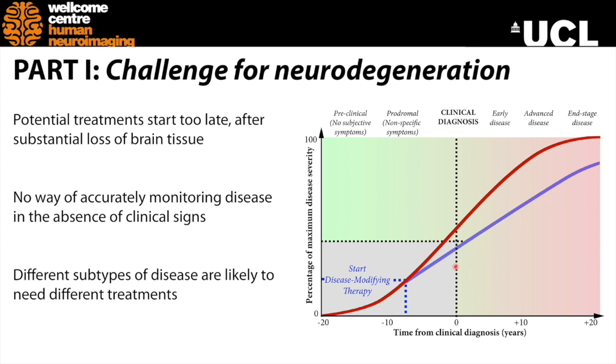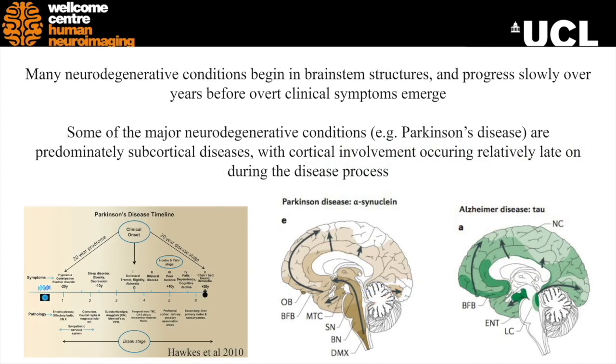However, we have no way of accurately diagnosing or monitoring the disease during this period, in the absence of clinical signs. Furthermore, these conditions are highly variable, and it's likely that different subtypes of disease are going to require different treatments. We know that many neurodegenerative conditions begin or have very early changes in brainstem structures and slowly progress over many years before overt clinical signs emerge.